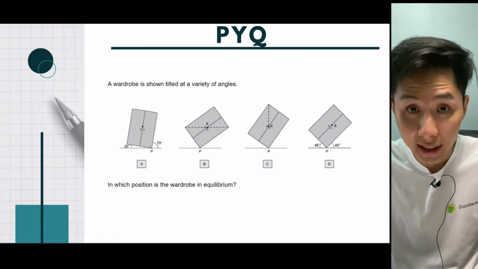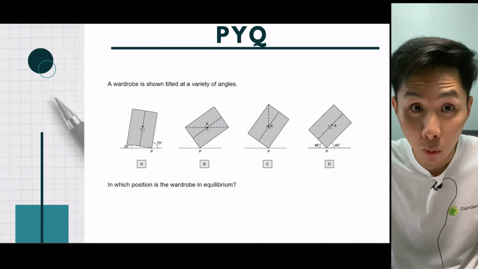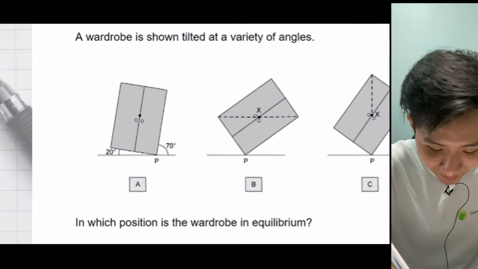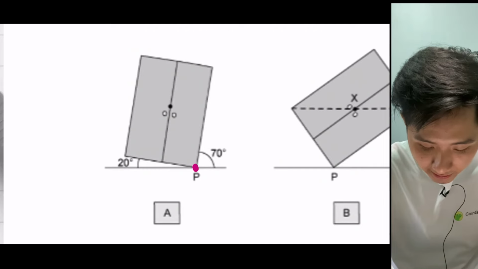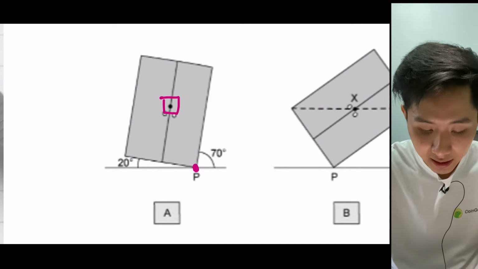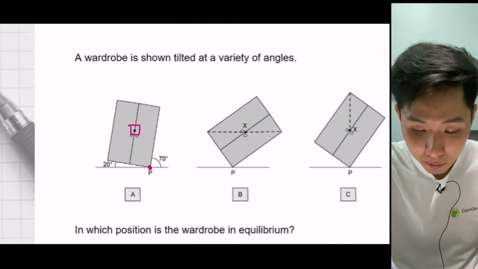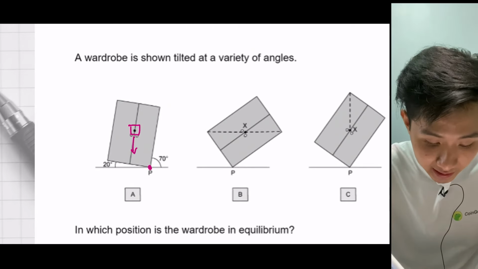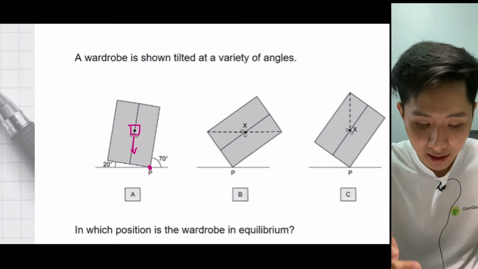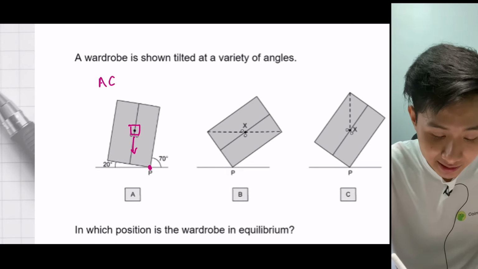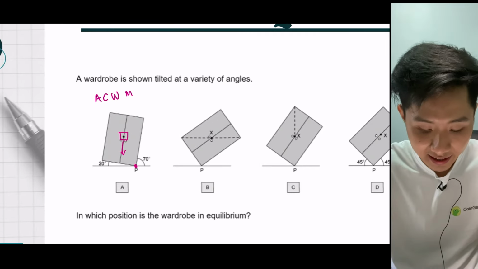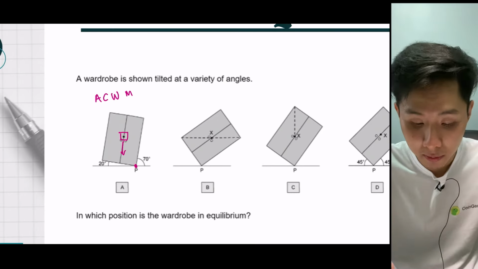In which position is the wardrobe in equilibrium, meaning it won't fall? So let's investigate one by one, shall we? Let's look at the pivot, diagram A. This is the pivot, and this is the center of gravity of the cupboard, meaning there's a force acting towards the left of the pivot. So in this case, we can say that there is an anti-clockwise moment here, and therefore this will not be in equilibrium.